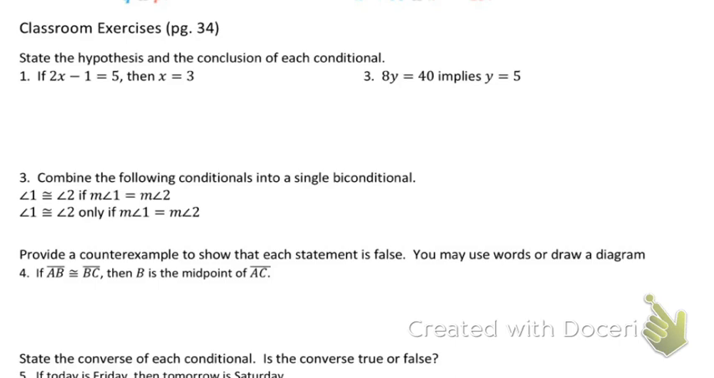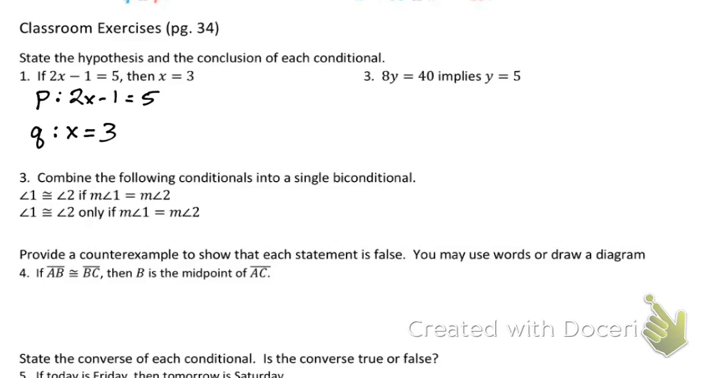All right, we're supposed to state the hypothesis and the conclusion of each conditional. Can someone name the hypothesis of number 1? What is the hypothesis of number 1? Yeah, 2x minus 1 is 5. Remember, we can put P for our hypothesis. Just put P is 2x minus 1 equals 5. So that must mean my conclusion is x equals 3.